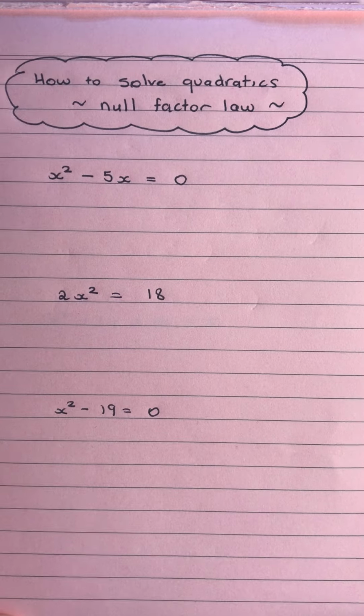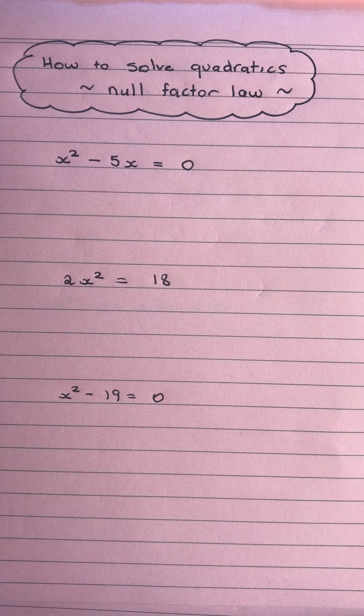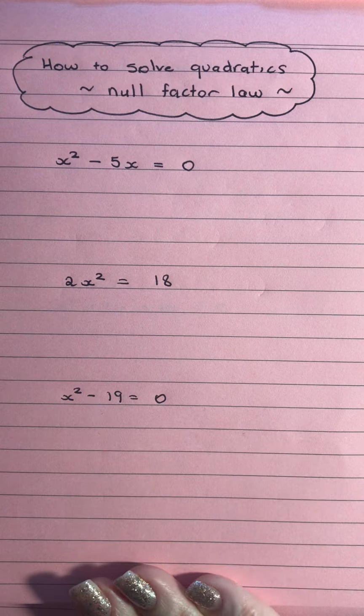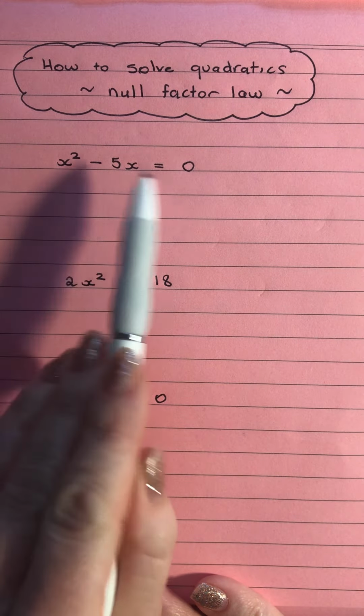Okay, in this video I'm having a look at how to solve quadratics using the null factor law. Now, if the quadratic is already factorised, obviously that makes it a little bit easier. If not, we have to factorise first. So we've got x squared minus 5x equals 0.